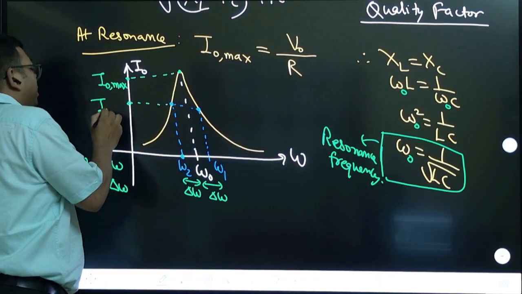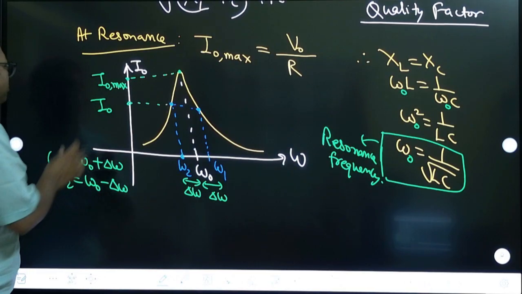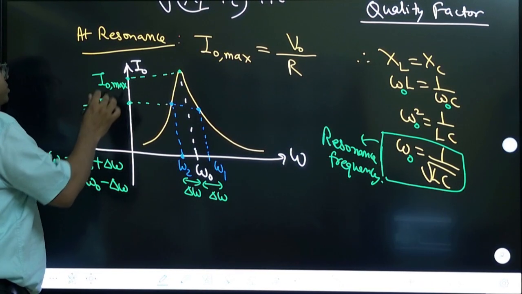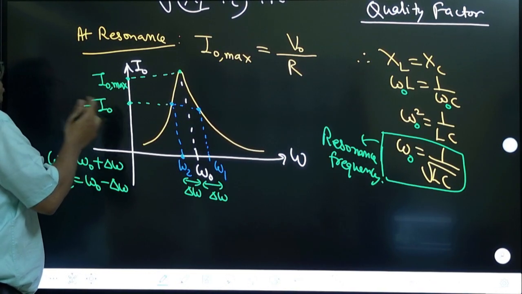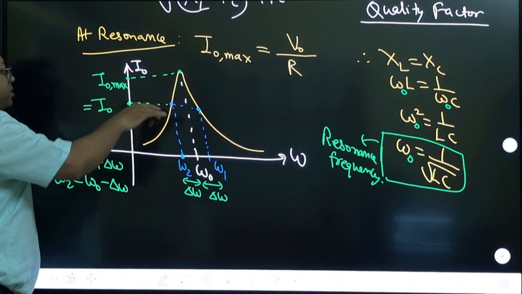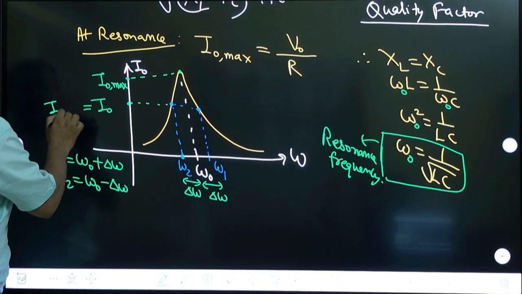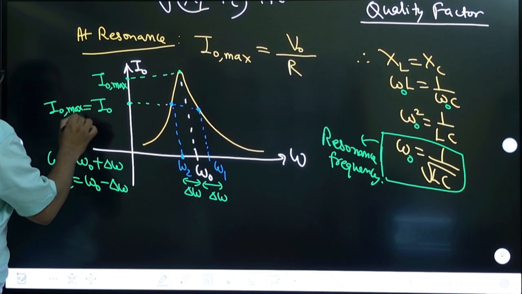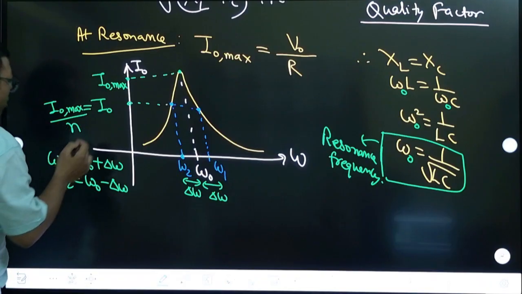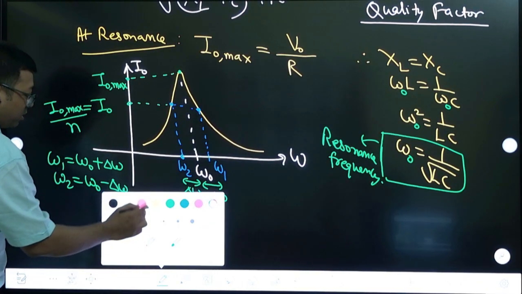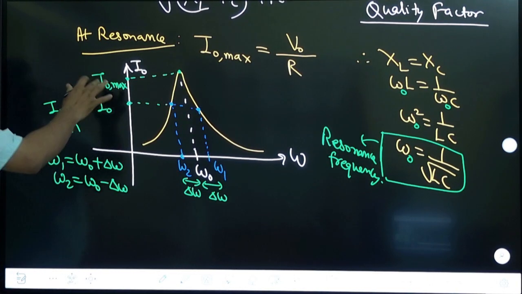So these are two frequencies for which you will be getting the same value of current. Some I naught will be there, we do not know. Now here you assume that this I naught is a little bit smaller than that. Definitely it is smaller, right? Because this is the maximum, this is a little smaller. So let us call this I naught max divided by n. Consider that it is reduced by an n factor.